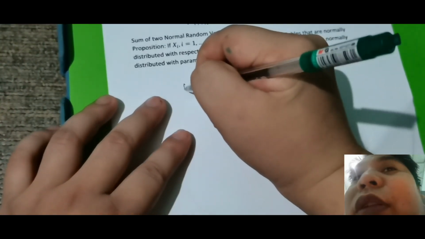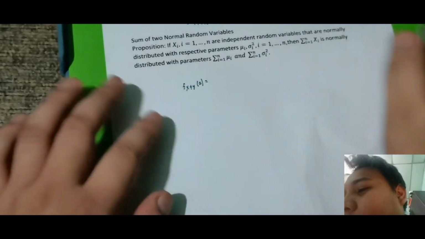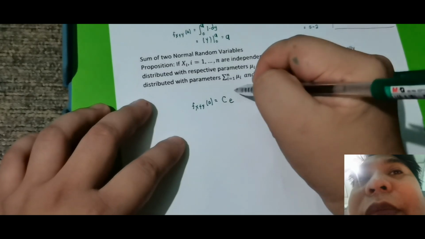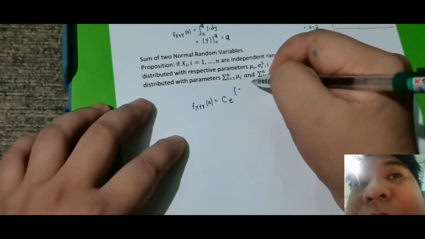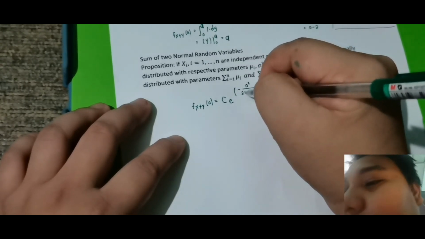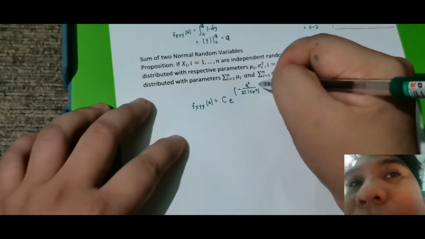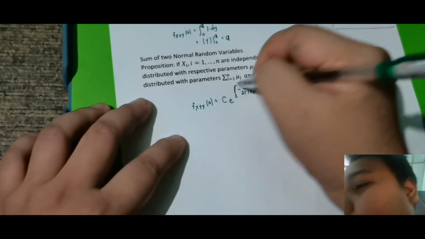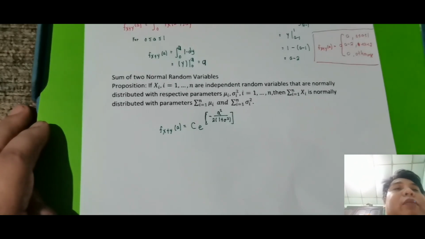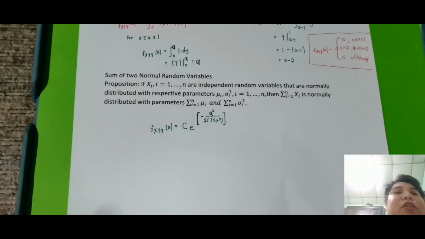So for the PDF, this is f sub x plus y of a. This is just equal sa c, then e, okay? E raised sa negative a squared all over 2, then 1 plus sigma squared. Ayan, a squared, a squared. Okay, so lagyan ko ng ganyan. Okay, so yan yung kanyang PDF ng sum of two normal random variable. Actually, two independent normal random variable. So, yung PDF niya is ito. So, imagine mo, paano kaya nangyari yan?